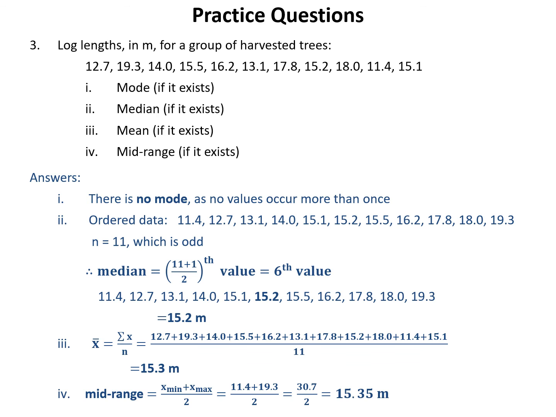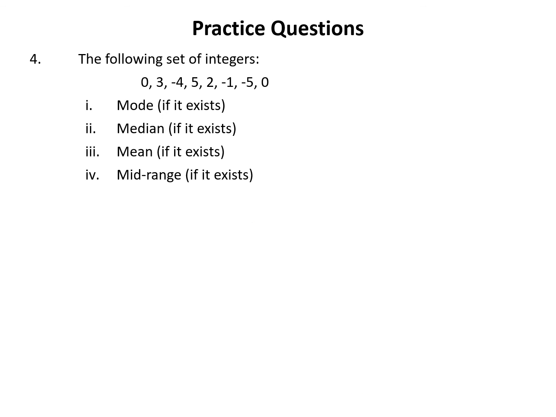To calculate the mean, we add up all the numbers and divide by 11, which in this case gives us a mean of 15.3 meters. And finally, the mid-range, we take the lowest value, 11.4, plus the highest value, 19.3, the minimum plus the maximum, and we divide this sum by 2, so we get 30.7 over 2, which equals 15.35 meters.